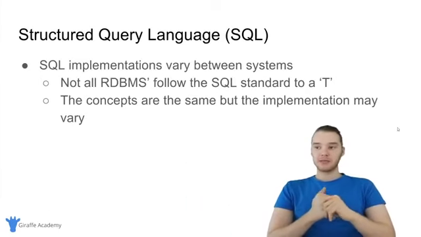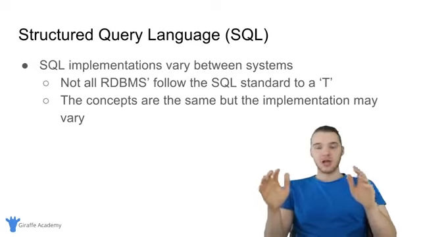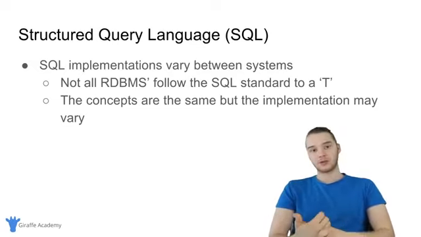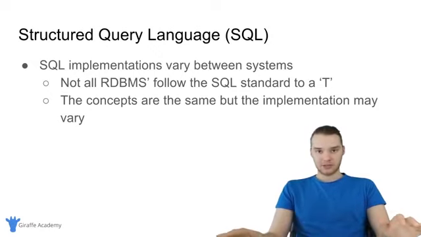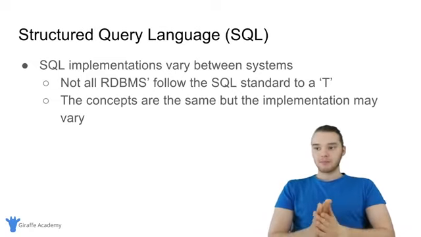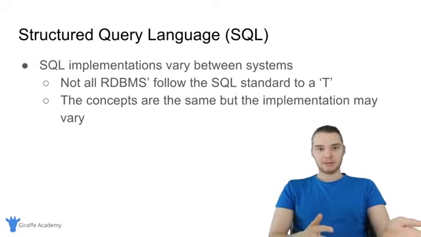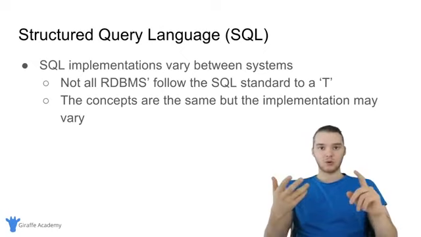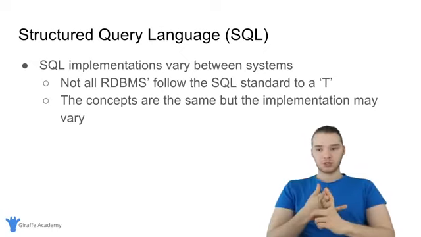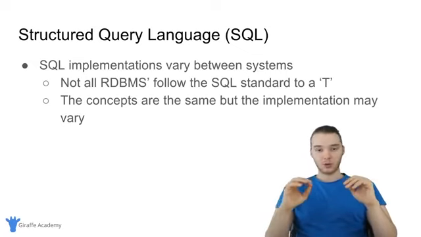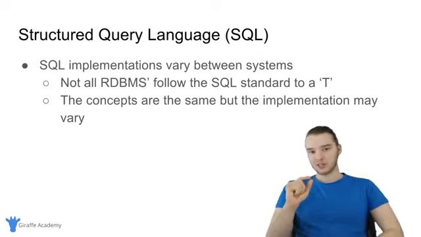Now here's the thing, SQL implementations vary between systems. So SQL, the actual language, does have a formal specification. So there is an overall formal specification which defines how SQL needs to be used and all the different commands that can be used. But the problem is that there's a bunch of these relational database management systems out there. Some of the popular ones we hear about are Postgres, MySQL, Oracle, Microsoft SQL Server. All of these relational database management systems are going to implement SQL just a little bit differently.